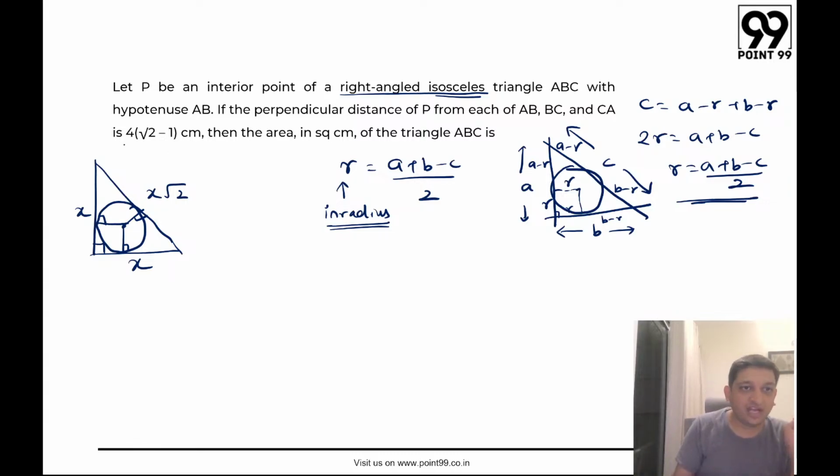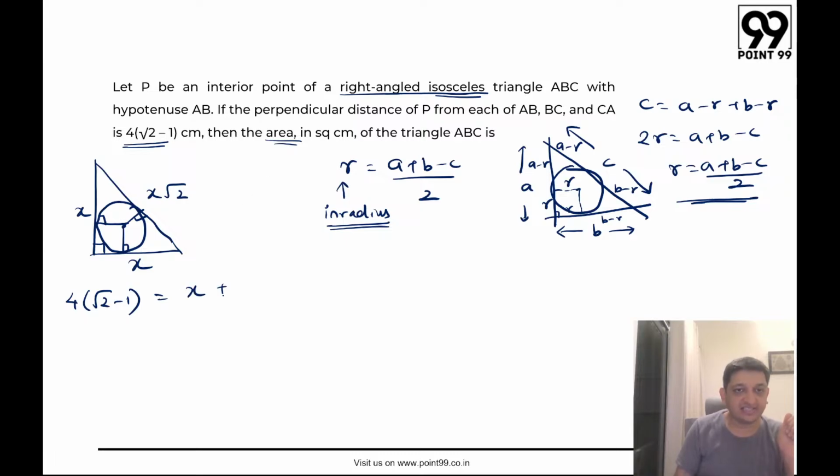Now we have been told that the inradius is nothing but 4 into root 2 minus 1. So I can say that this is nothing but 4 into root 2 minus 1. That is the inradius, R. But we know that this is nothing but a plus b minus c divided by 2. And what has the question asked? It asks for the area. So let's try to see what happens.